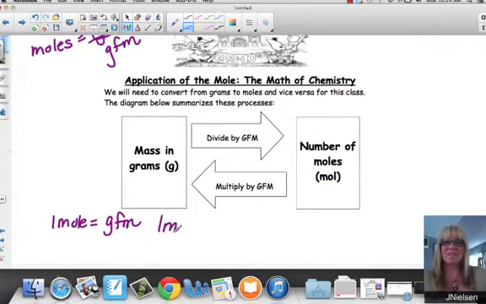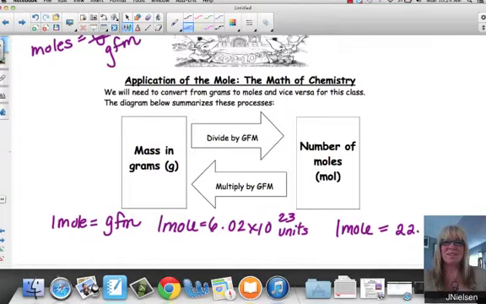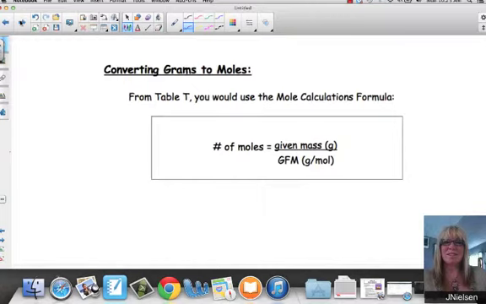1 mole also equals 6.02 times 10 to the 23rd units. Now this can be atoms, molecules, things. These are all equivalents. And 1 mole equals 22.4 liters if the substance is a gas. So I'm going to put "if a gas" down here. So these are 3 unit conversion factors that we can use in this unit. So as I said, when converting from grams to moles, you would just use the mole calculations formula as is. We don't have to do any dimensional analysis or rearranging the equation, because it's straightforward.